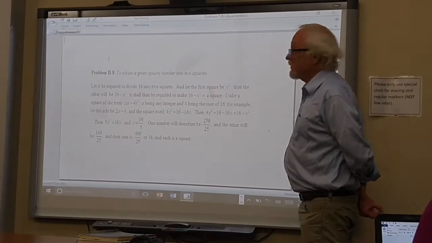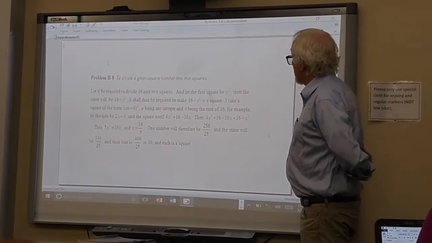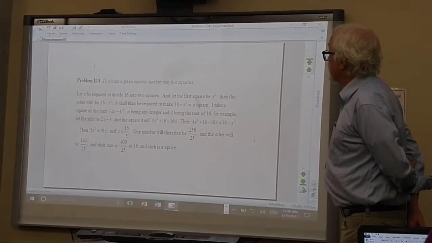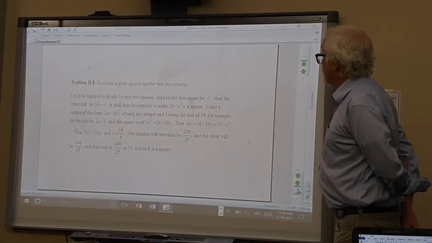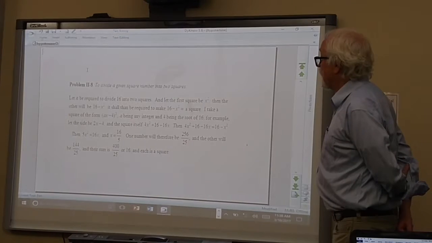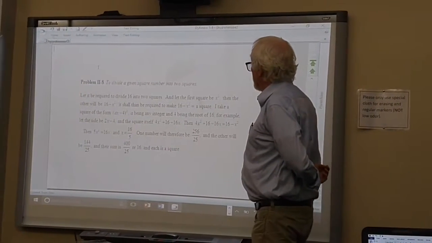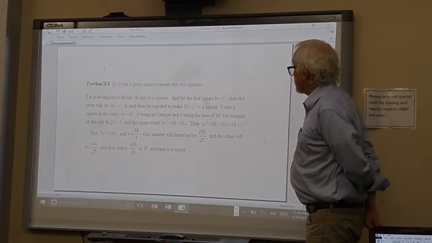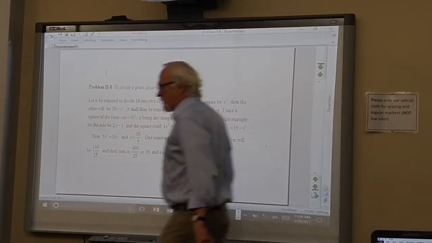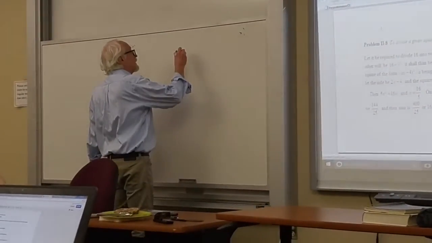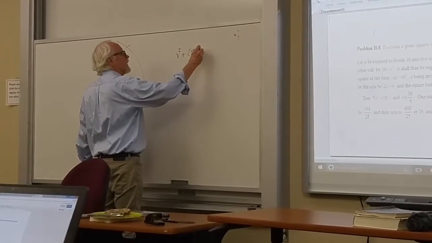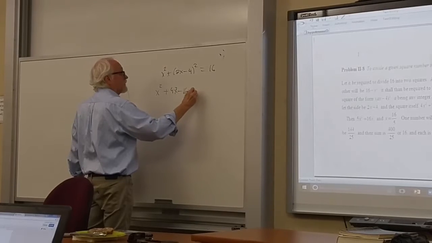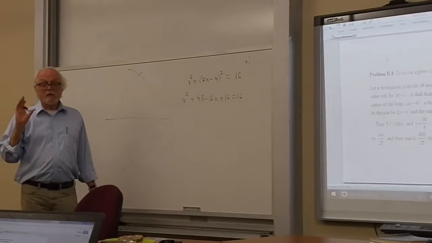It shall then be required to make 16 minus x squared a square. So, completely arbitrarily, take a square of the form ax minus 4 squared, a being any integer, and 4 being the root of 16. For example, let the side be 2x minus 4. Then the square itself is going to be 4x squared plus 16 minus 16x. So x squared plus (2x minus 4) squared equals 16, then x squared plus 4x squared minus 16x plus 16 is equal to 16. Now, notice what happens here.